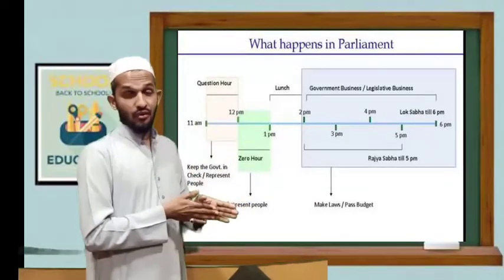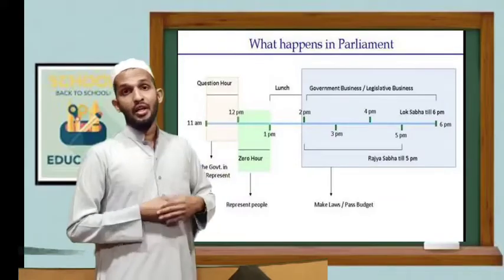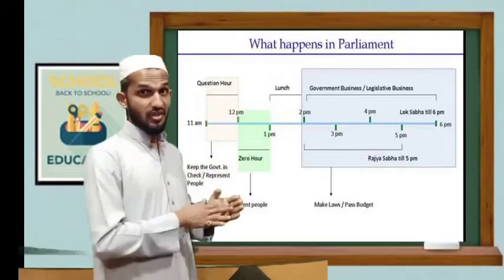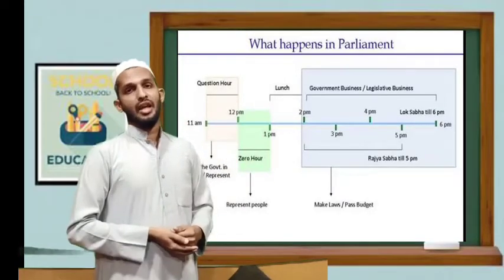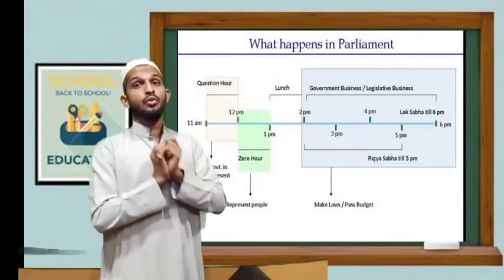From 2 to 6 in Lok Sabha is a long time for making laws and passing budgets, and everything happens at that time, that means in the afternoon. But in the case of Rajya Sabha, it is only from 2 to 5, 3 hours.